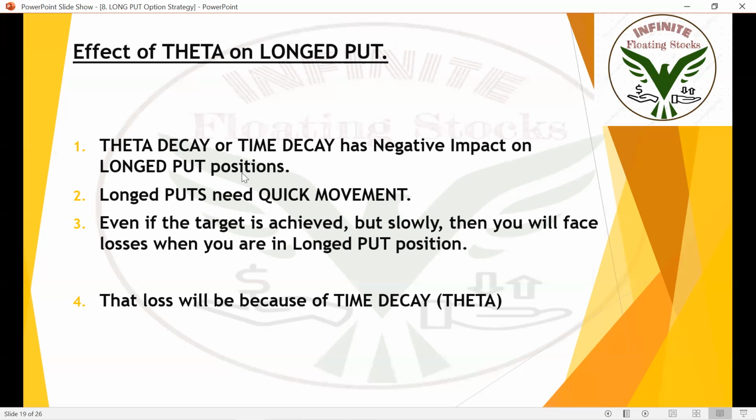Okay. So if it is taking more time to hit your target, it won't be much beneficial for long put options. Okay. So your target should get hit in less time. So if the target is achieved but slowly, yeah, that's what I have explained. If the target is achieved but slowly, then you will face losses when you're in a long put option. That loss is because of theta decay.